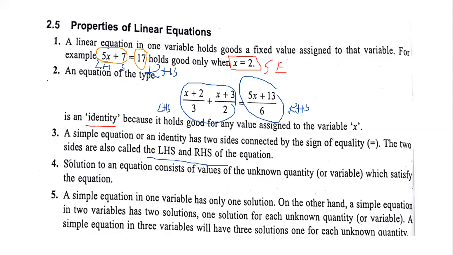Next point. Solution to an equation consists of values of the unknown quantity or variable which satisfy the equation. So if we solve this equation, it will have certain unknown values or variables. Now in this, what is the unknown value? x is the unknown value. We do not know what the value of x is. So we are supposed to first identify which is the unknown value, and then we have to find that unknown variable to satisfy the equation.